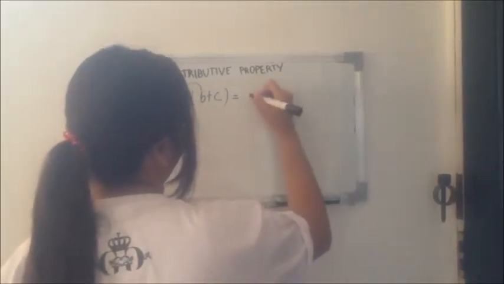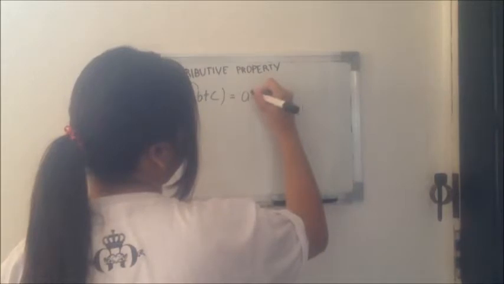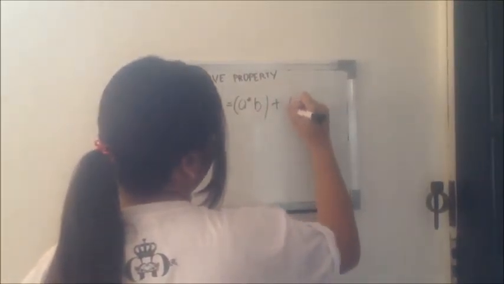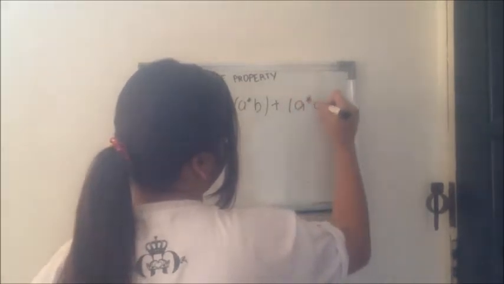So this will be A times B plus A times C.